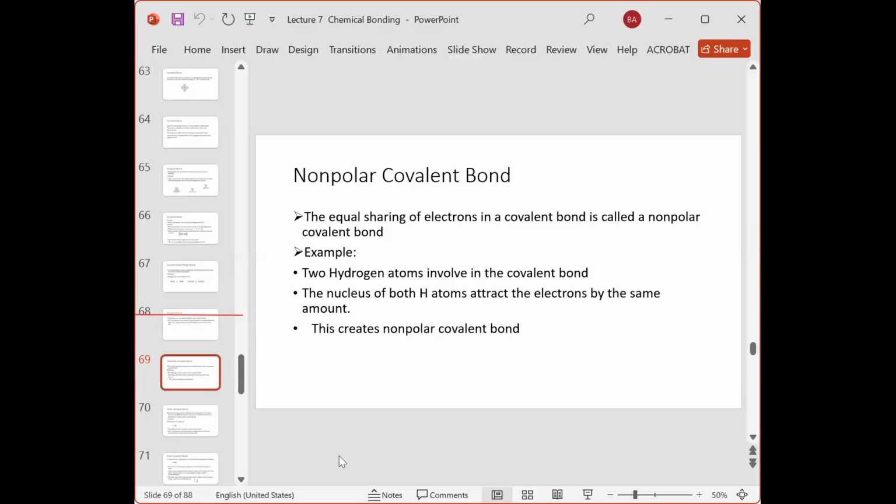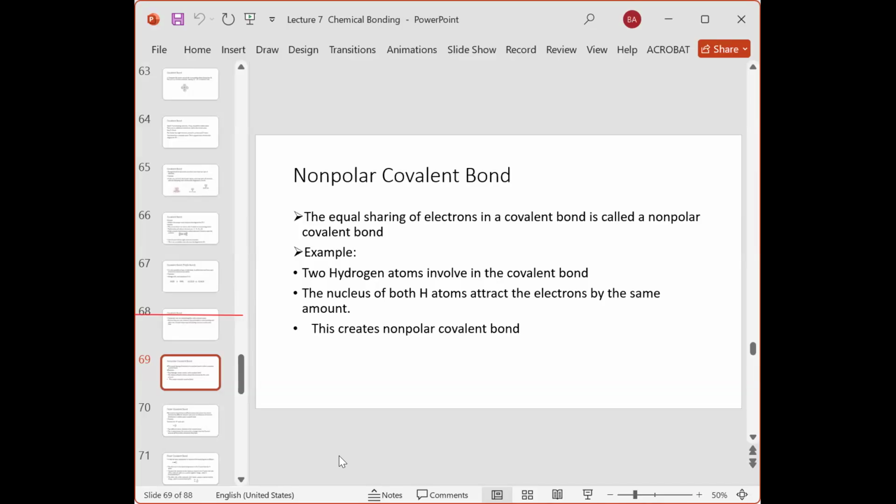When it's polar, that means one is pulling more to themselves. So this is the equal sharing. The equal sharing is non-polar. The one that pulls more is polar, right? Let's keep it this way. The one that pulls more to himself is polar. The one that shares equally is non-polar.